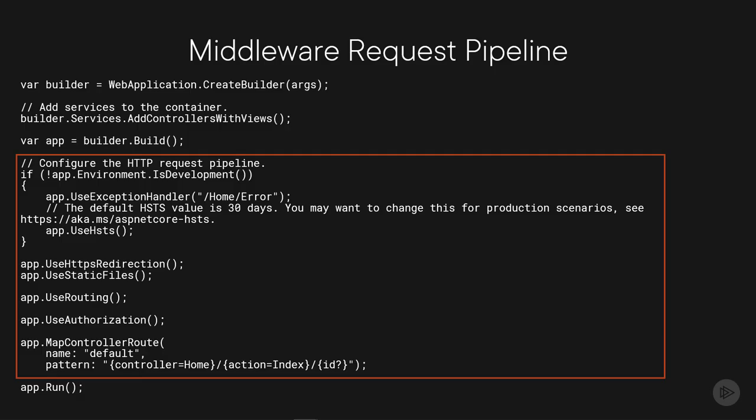Here is a snippet of the program class of a new ASP.NET Core MVC application. We already saw the service registration. This highlighted part here is where the middleware is set up. On the app, we call several methods that start with Use XYZ: UseHttpsRedirection, UseAuthorization, UseStaticFiles. All these are methods which plug in middleware.